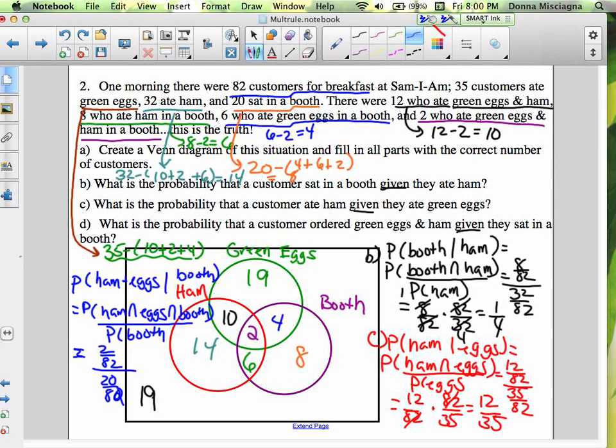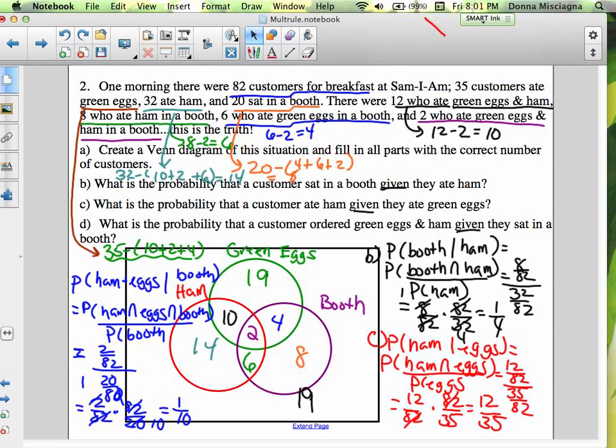So that is equal to 2 over 82 times 82 over 20. And so that's going to reduce very nicely. Those 82s will cancel, and that becomes 1/10. So the probability that you would eat those horrible green eggs and ham, given that you sat in a booth, was 1/10. Just going to move this number here. He wasn't needed, but it's important that we make sure we got everybody represented for our Venn diagram. And that's all there is to this problem.